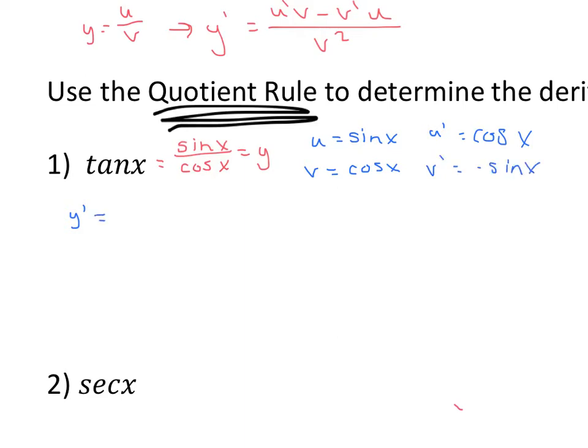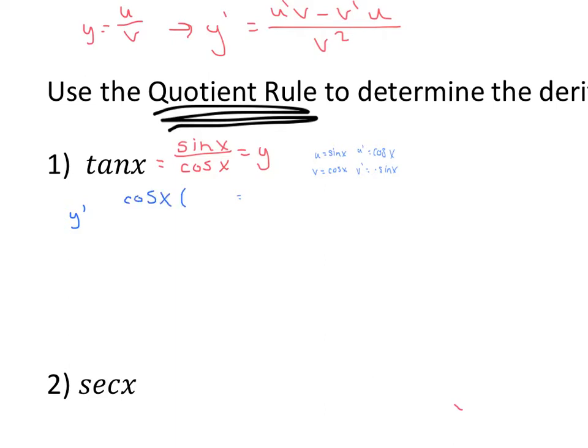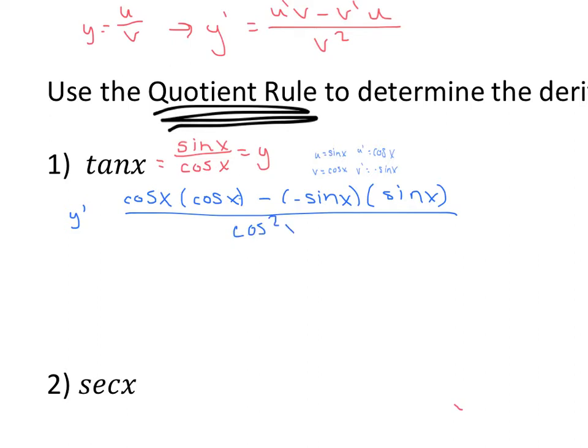So when I plug this into my formula, I'm going to get u prime v. In this case, u prime is cosine of x, and v is also cosine, so cosine of x times cosine of x, minus v prime, which is negative sine of x, times u, which is also sine of x, all over cosine squared x. If I simplify the top, that's going to give me cosine squared of x plus sine squared of x, because I end up with 2 negatives, all over cosine squared of x.